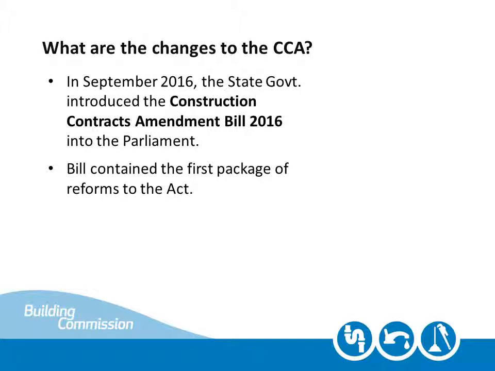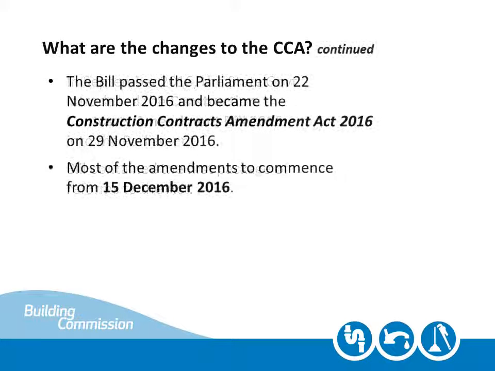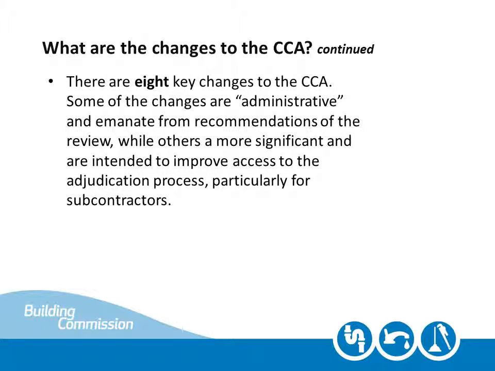In September 2016, the state government introduced the Construction Contracts Amendment Bill 2016 into the Parliament. This bill contained the first package of amendments the government intends to make to the CCA. The bill passed the Parliament on the 22nd of November, receiving royal assent on the 29th and becoming the Construction Contracts Amendment Act 2016. The majority of the changes contained in the Act will now commence operation from the 15th of December 2016. Broadly, there are 8 key changes to the CCA, which we will now look at over the next slides.